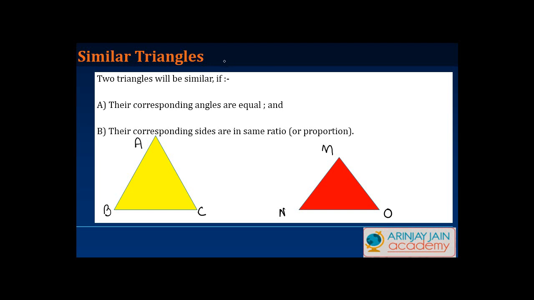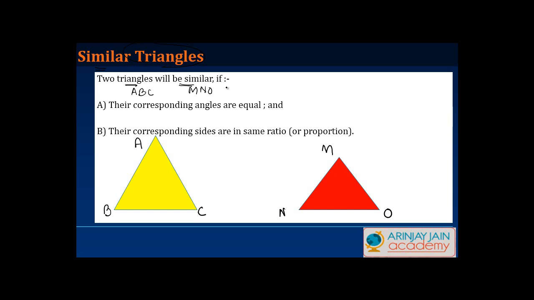In this video, we are going to understand what you mean by similar triangles. Now, we have two triangles, triangle ABC and triangle MNO, in this particular figure. These two triangles will be similar when two conditions are satisfied.